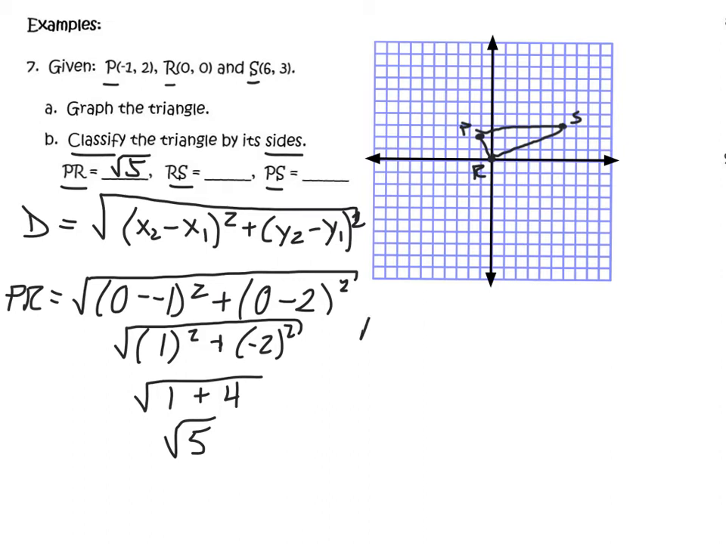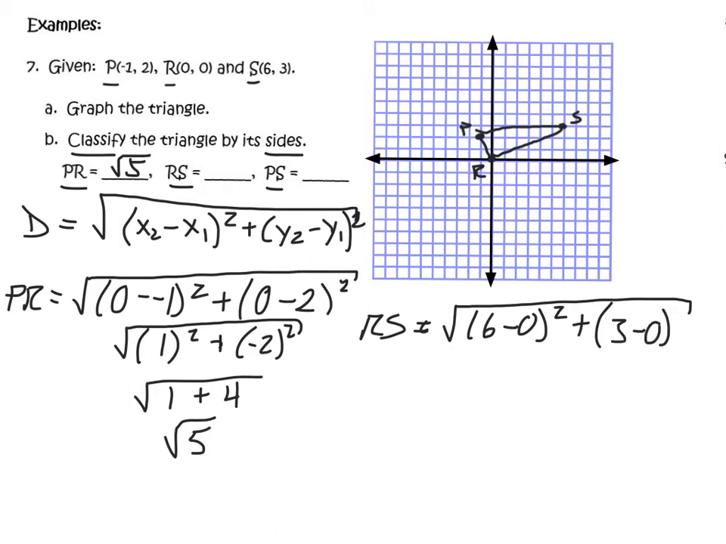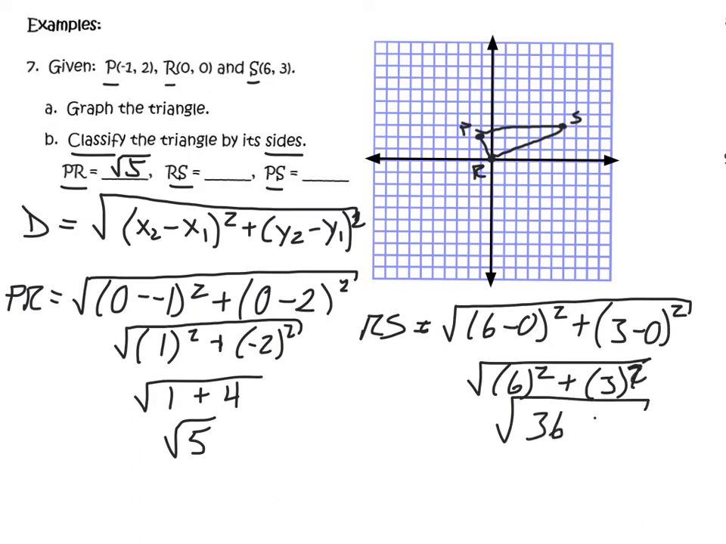Next one I'm going to go after is RS. I definitely expect this one to be longer. It appears longer in the graph. So now when I plug in my x values, we'll have 6 minus 0 squared and 3 minus 0 squared. So in this case, it looks like we end up with +6 squared, +3 squared, which is going to give me 36 plus 9, which gives us square root 45. Now, you could simplify this radical. You could break it down into 9 and 5, since they're factors of 45, which would make it become 3 radical 5.